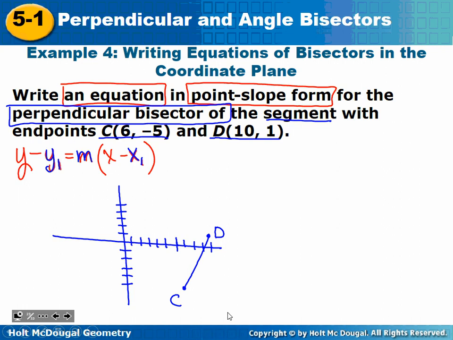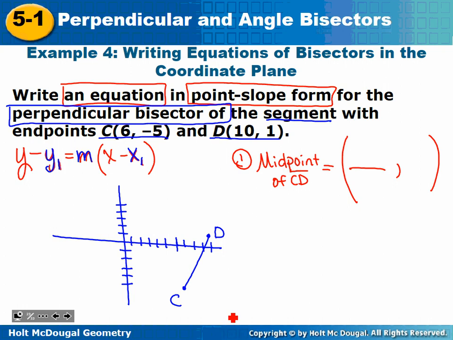So we know for sure the first thing we need to find is the midpoint of CD, because we know it's going to go through the midpoint of that line segment. It's going to bisect the line segment. Okay, so let's find the midpoint of CD. Midpoint formula we reviewed in bell work. We're going to add the x's, add the y's, and then divide them both by 2. So what am I going to add to start with for my x's?